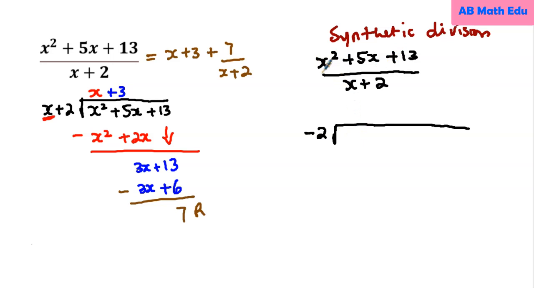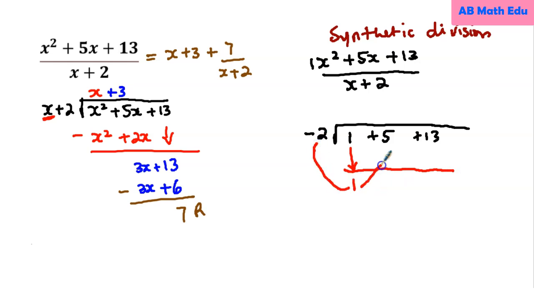The coefficient here happens to be 1. There was no number, so we assume it's 1, so 1. And then here, positive 5, and here is just a constant, so you write that constant, which is also positive 13. And you draw your line here, you drop the first number, you multiply, and then you write that number here. So when we multiply, we are going to get negative 2. And then we will add, you add this one here, and that will give you 3.